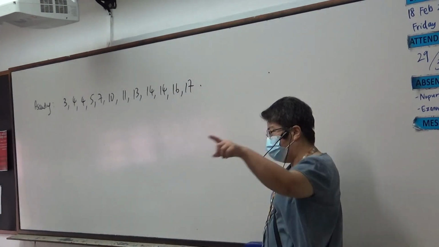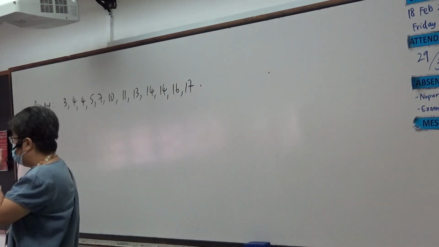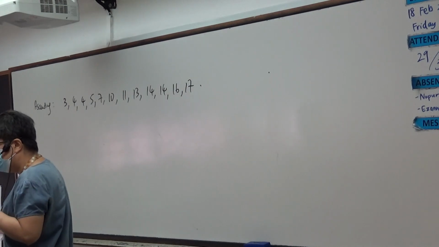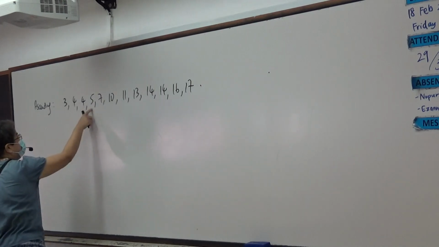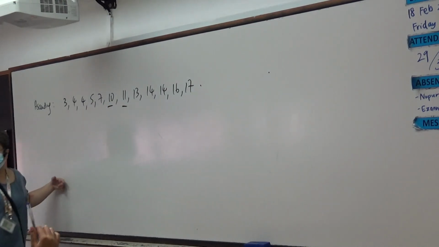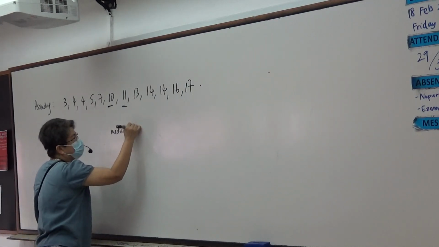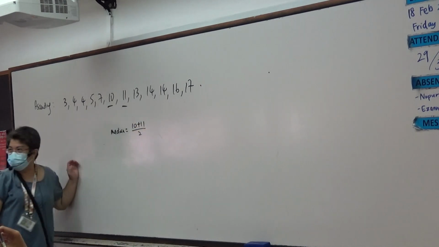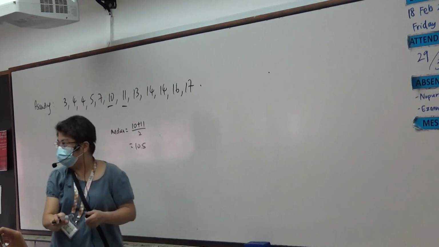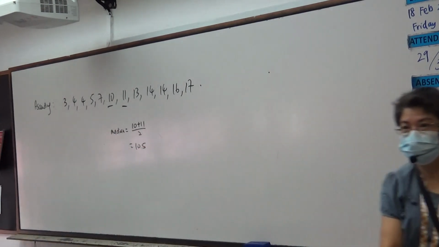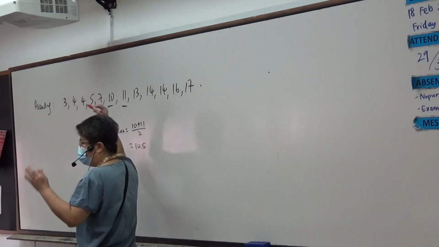Class, I want to know, if there are 12 values, where's the middle value? Middle position. There are 2, right? 12, 6 and 7. So 1, 2, 3, 4, 5, 6 and 7, right? So what will be my median? 10 plus 11 over 2, right? So what should it be? 10 and a half or 10.5, right? Everybody clear?